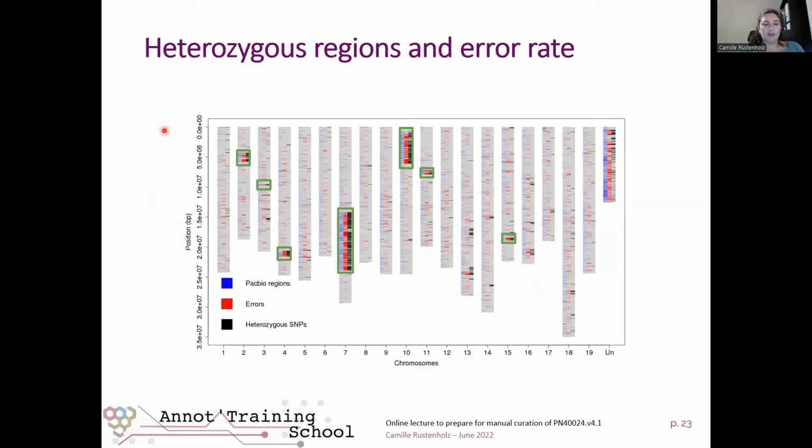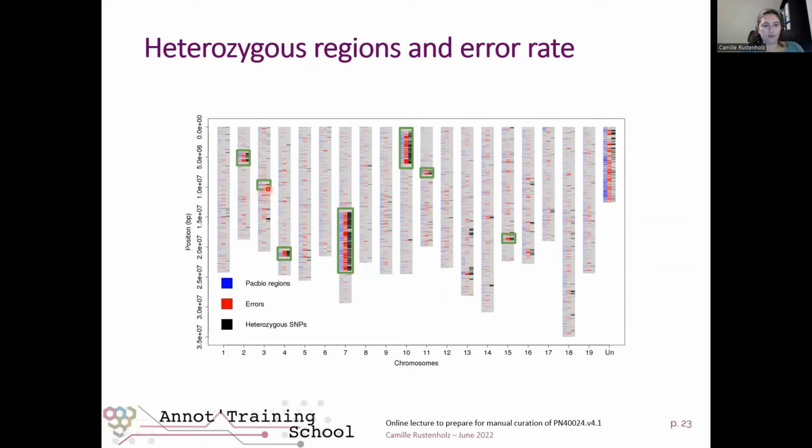What we also figured is that these new PacBio regions were enriched in heterozygous regions of the genome. So you probably know that even if PN40024 is highly homozygous, it's not fully homozygous. And we estimate that about 5% of the genome is still heterozygous. And we could identify 7 remaining heterozygous regions.